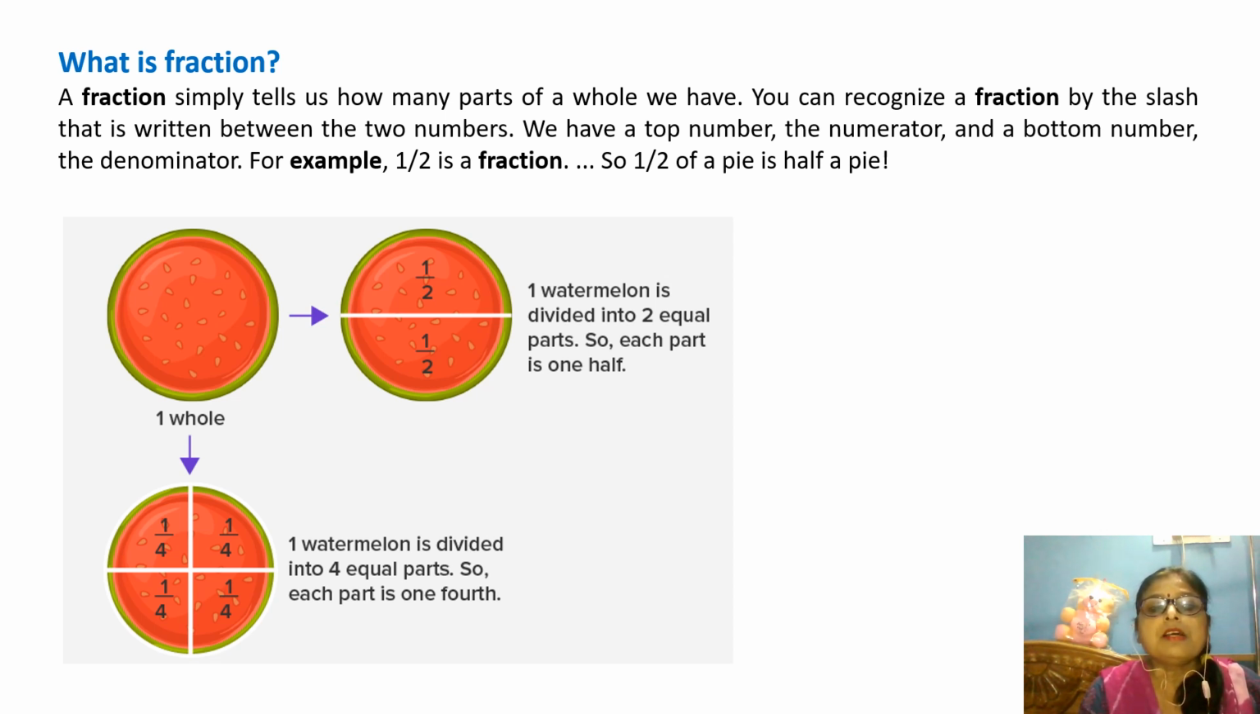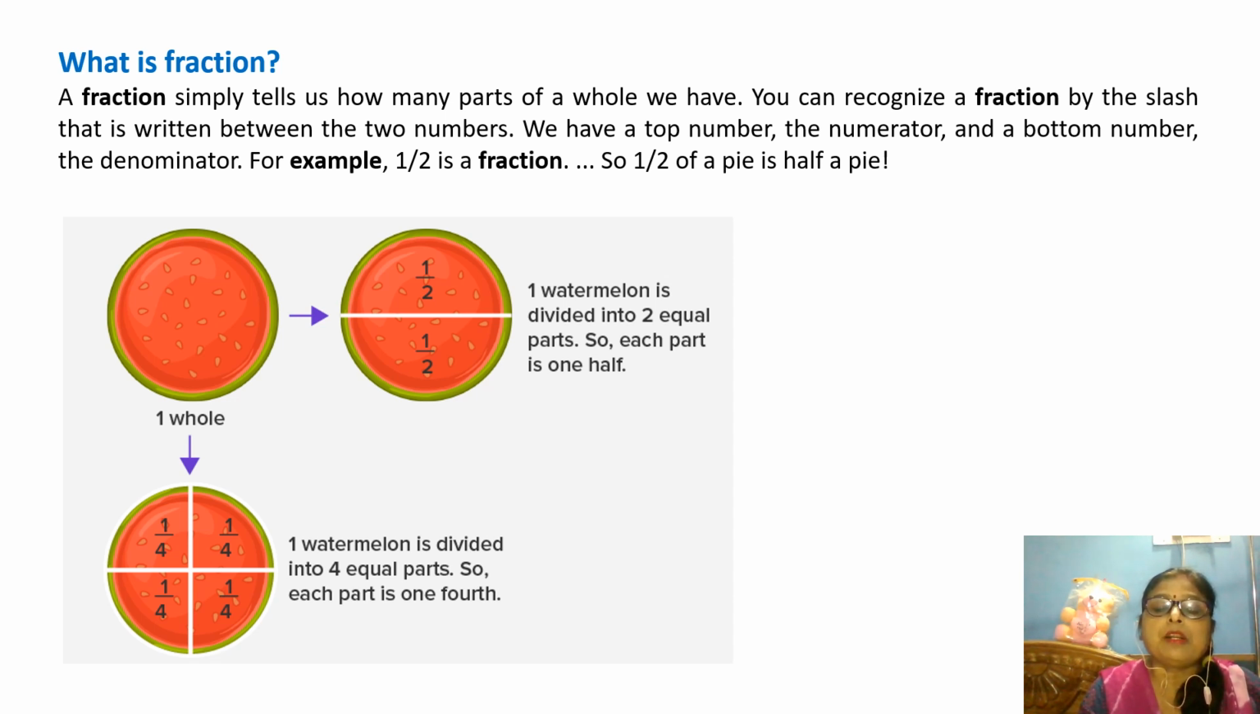A fraction simply tells us how many parts of a whole we have. If we take the whole part, then how many parts you are taking from the whole, that part is the fraction. You can recognize a fraction by the slash that is written between the two numbers. There we have a top number and bottom number. The top number is the numerator and the bottom number is the denominator.